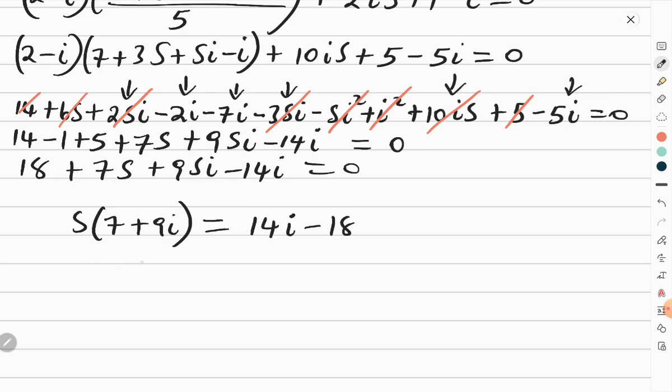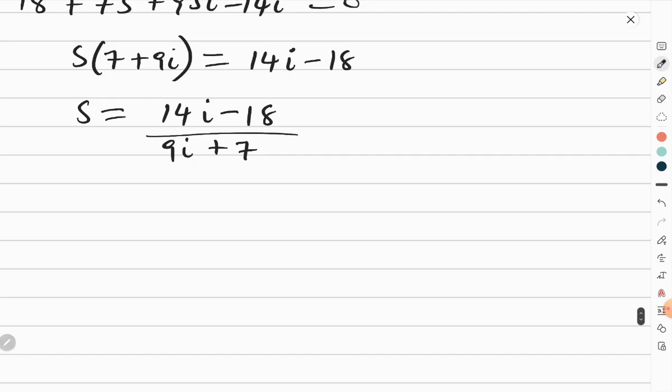So we are now going to be dividing by this because we are not looking for it. So we have s is equal to (14i minus 18) divided by 7 plus 9i, right? So we have this one, and our s is not in the form of the solutions that are given there. I think we have to do something so that the real part and the imaginary part stay on their own.